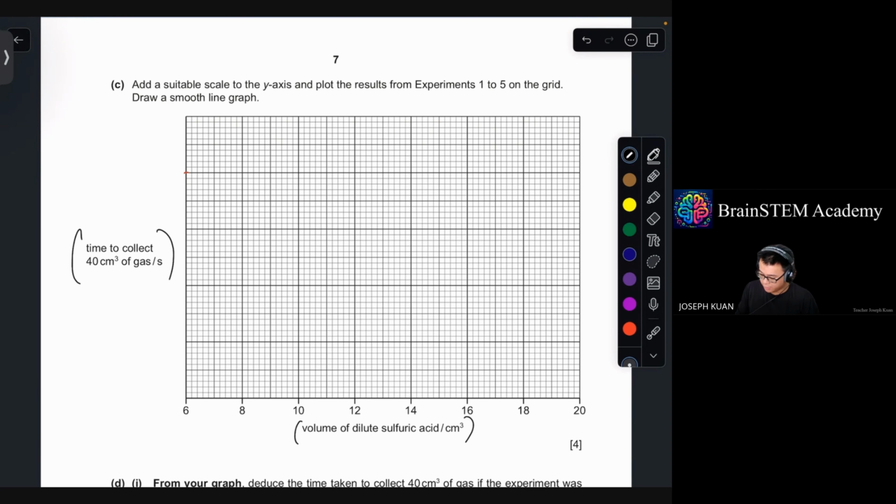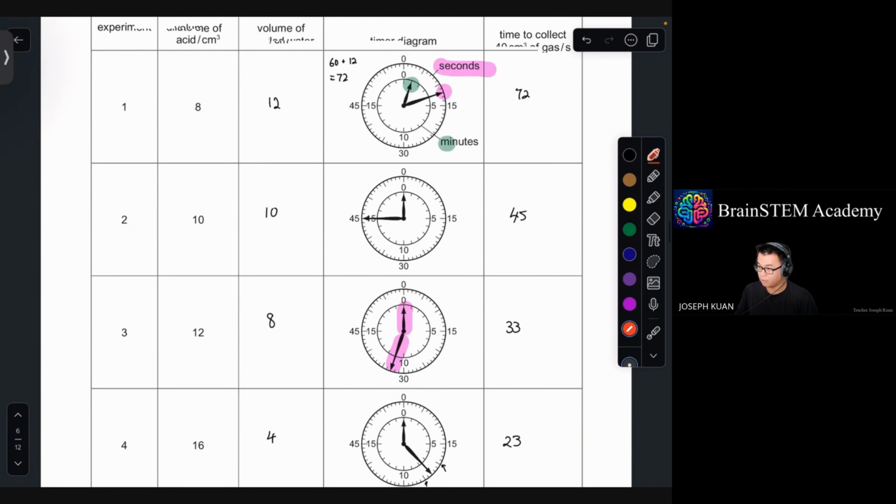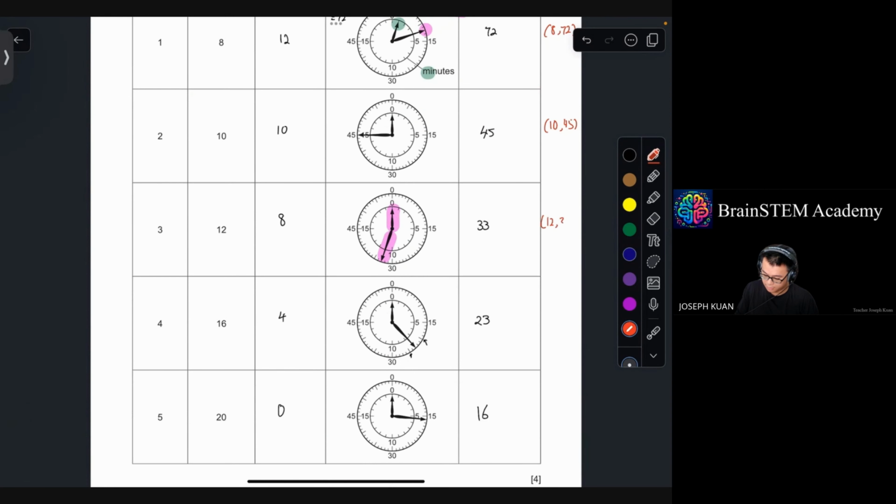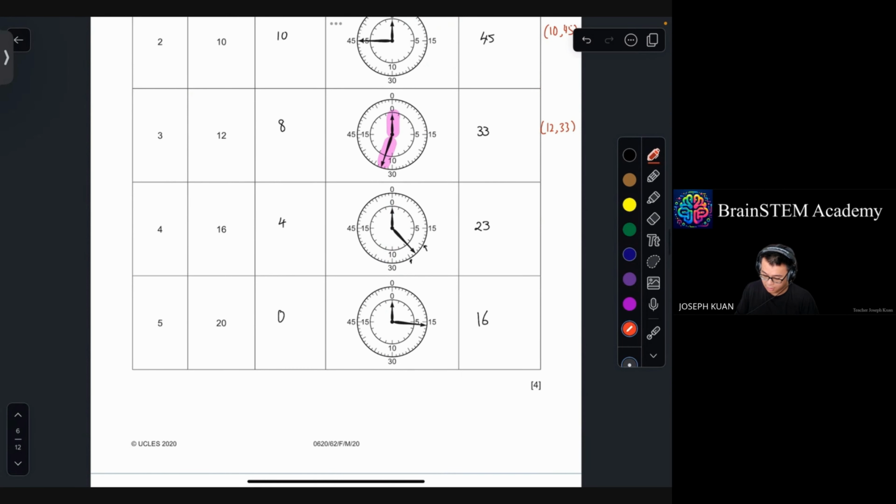So I will suggest students to plot down the coordinates first, right? To jot down the coordinates first. So it's about the volume of dilute sulfuric acid, that's your x-axis, and the time to collect 40 cm cube of gas as your y-axis. So what are the coordinates here? 8, 72, 10, 45, 12, 33, and finally 16, 23 and 20, 16.